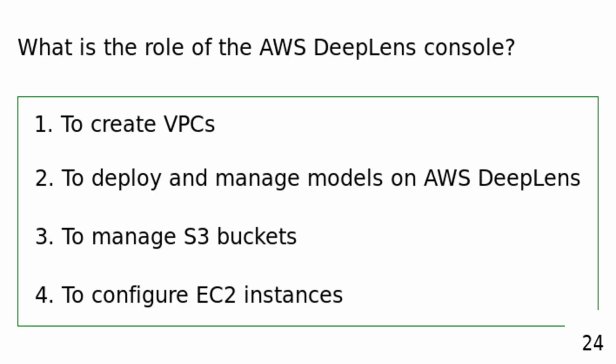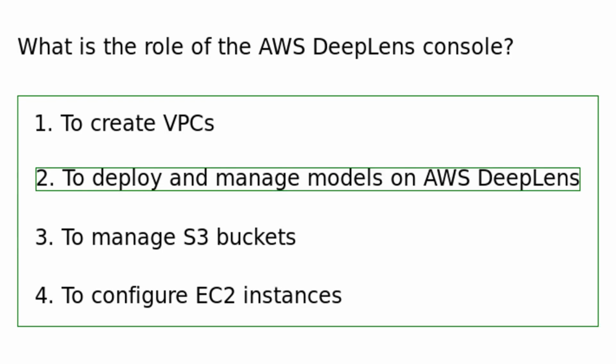What is the role of the AWS DeepLens console? To create VPCs. To deploy and manage models on AWS DeepLens. To manage S3 buckets. To configure EC2 instances. The AWS DeepLens console is used to deploy and manage machine learning models on AWS DeepLens devices.